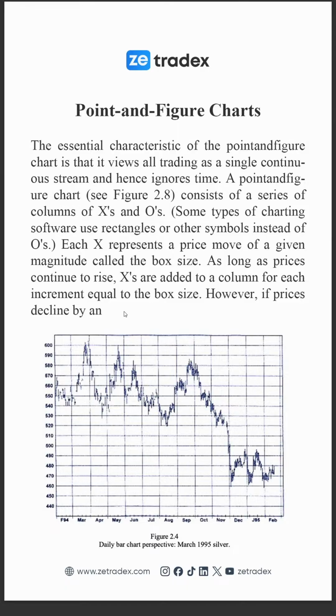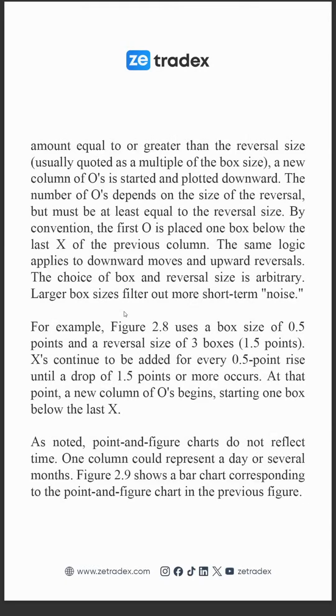Next page, please. Now, for example, the next page, figure 2.8, uses a box size of 0.5 points and a reversal size of 3 boxes, which continue to be added for every 0.5 point price rise until a drop of 1.5 points or more occurs. At that point, a new column of O's begins, starting 1 box below the last X. And as noted, point and figure charts do not reflect time. One column could represent a day or several months.